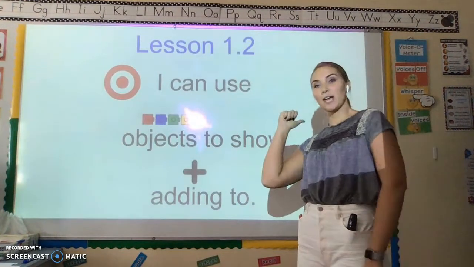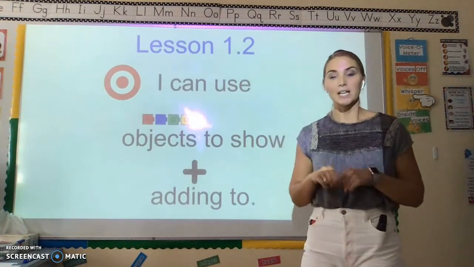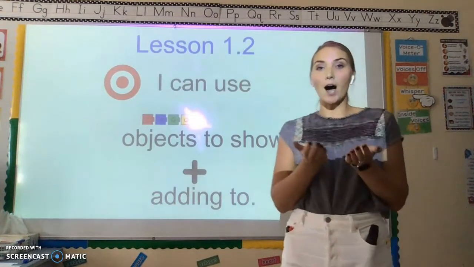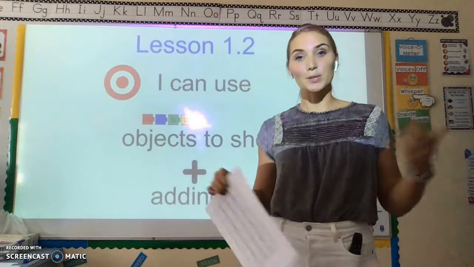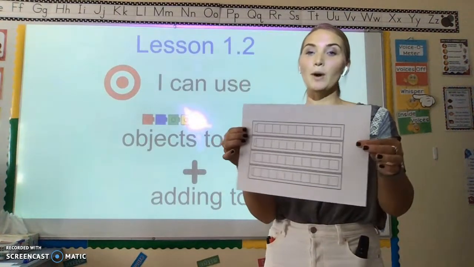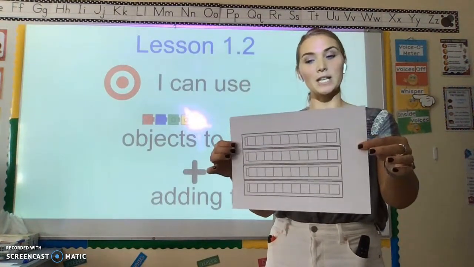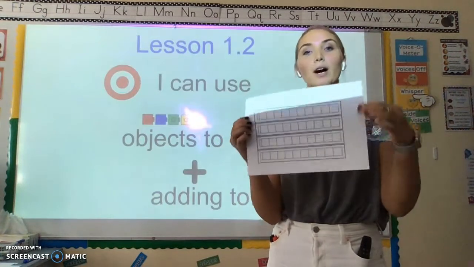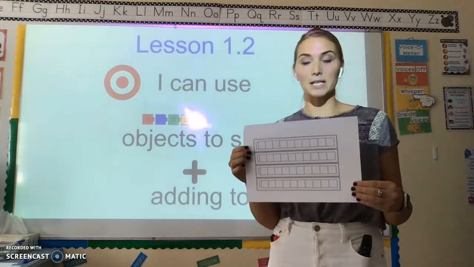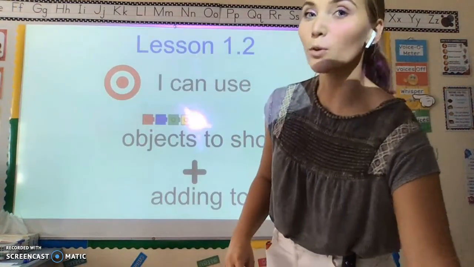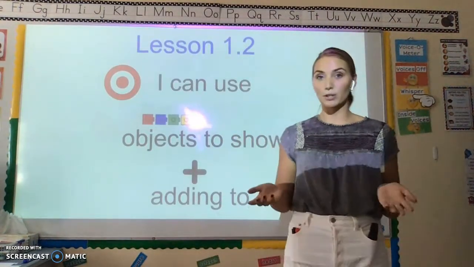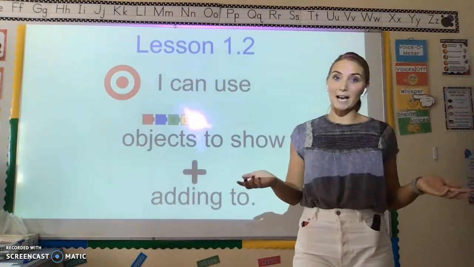So, yesterday we used pictures. Today we are using objects. And all that means, boys and girls, is we are going to use some cubes. If you have this sheet, you can color the squares and cut them out and use them for cubes. If you have Legos or building blocks or any sort of cube at home, you may use that as well.